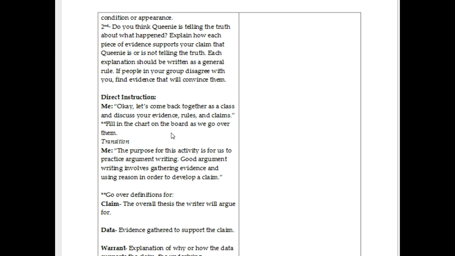So you go from let's come back together as a class, discuss your evidence, rules, and claim. And then you go, the purpose of the activity is for us to practice good argument writing. Good argument writing involves gathering evidence and using reason in order to develop a claim. But what about a transition where you say, okay, why do you think we're doing this? Right? How is this different from some other ways that you could have researched?